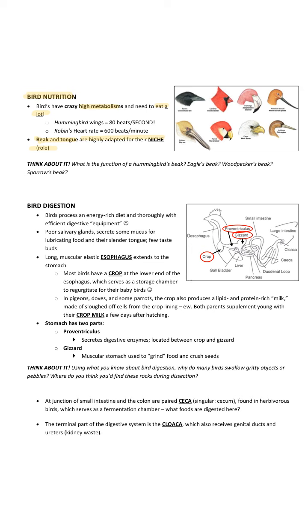And then finally, a sparrow. A sparrow eats seeds, so its beak is strong and able to crack the seeds. Next time we'll start in with bird digestion, and we'll talk about how their digestive system is different and how that is one of their adaptations as well.